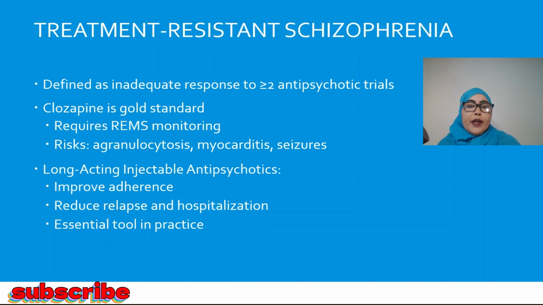You can use long-acting injections of antipsychotic medication if the patient is not taking their medication and is not adherent to it. This injection improves adherence because the patient will take it only twice a month. Long-acting injectable antipsychotic medications reduce relapse and hospitalization. They can remain outpatient. They are an essential tool in practice.